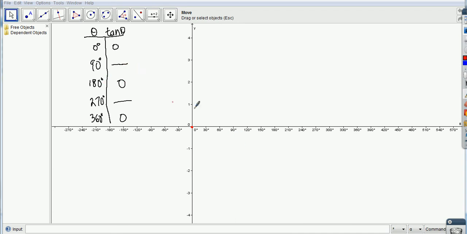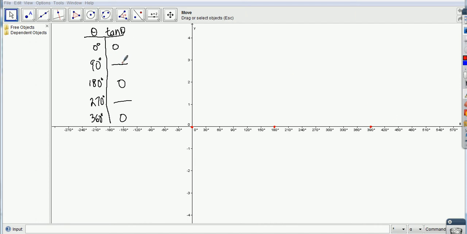What about 180? That's also at 0. Okay, and what about 270? It's undefined. What about 360? It's 0. Now, just with those 3 points, any idea what that's supposed to look like? No, not really. But what we're going to do, let's go back to the undefined now.